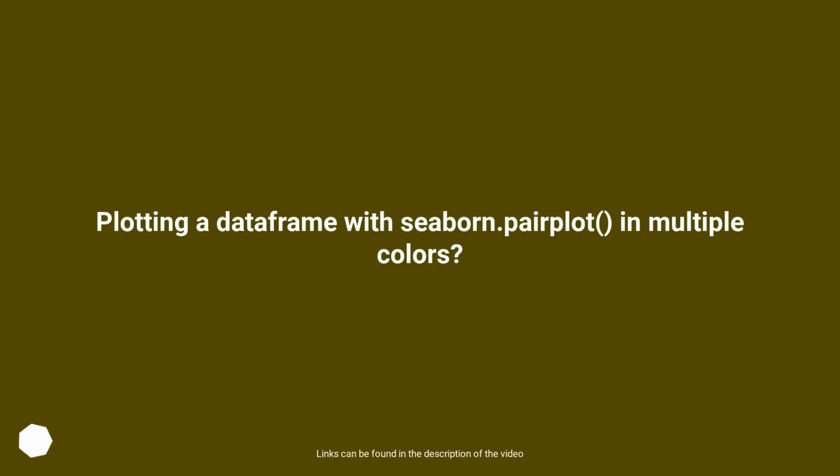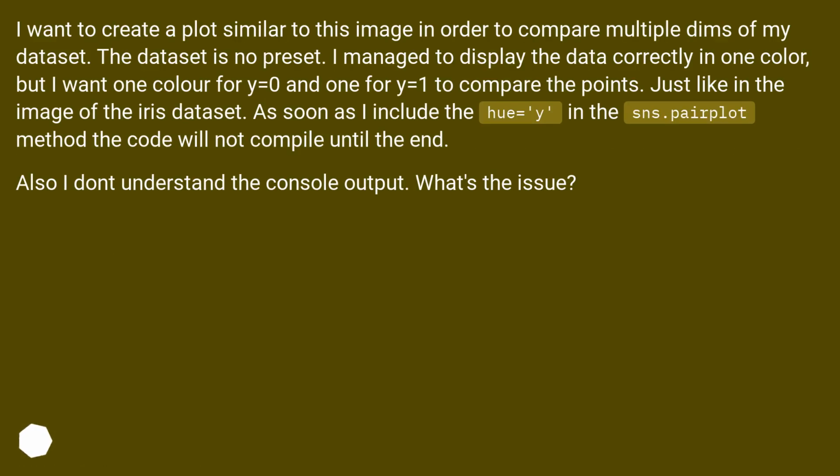Plotting a data frame with seaborn.pairplot in multiple colors. I want to create a plot similar to this image in order to compare multiple dimensions of my dataset. The dataset is no preset. I managed to display the data correctly in one color, but I want one color for y equals 0 and one for y equals 1 to compare the points.